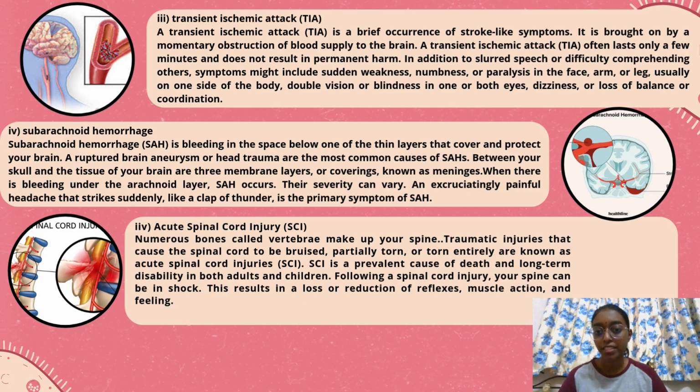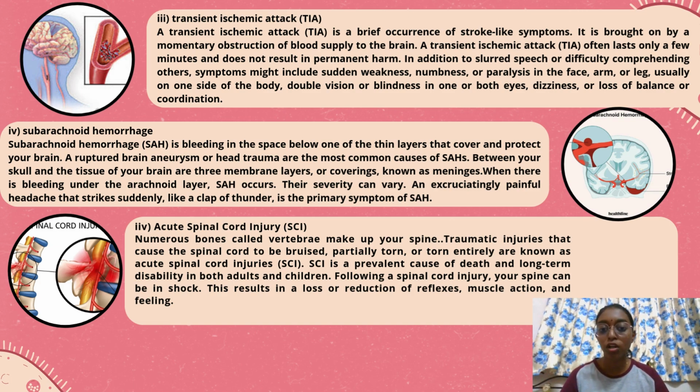Subarachnoid hemorrhage (SAH) is bleeding in the space below one of the thin layers that cover and protect your brain. A ruptured brain aneurysm or head trauma are the most common causes of SAH. Between your skull and the tissue of your brain are three membrane layers and coverings, known as the meninges. When there is bleeding under the arachnoid layer, SAH occurs. Severity can vary. An excruciatingly painful headache that can strike suddenly, like a clap of thunder, is the primary symptom of SAH.